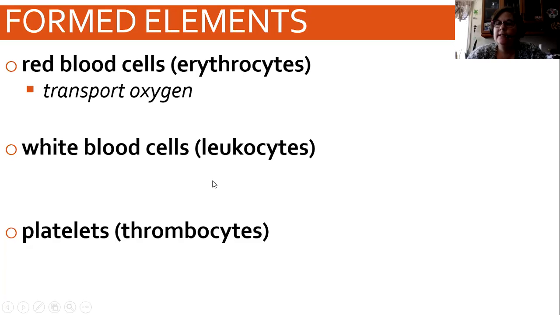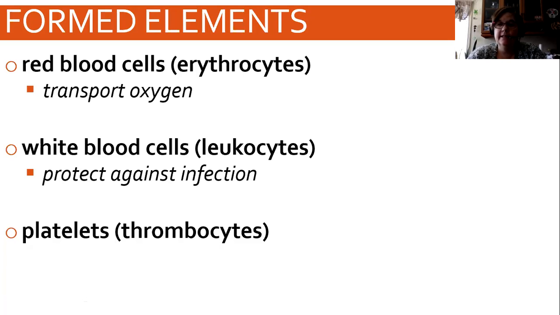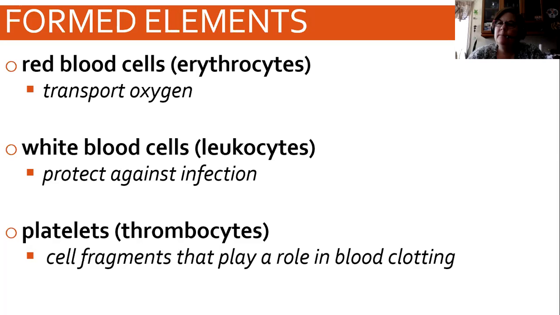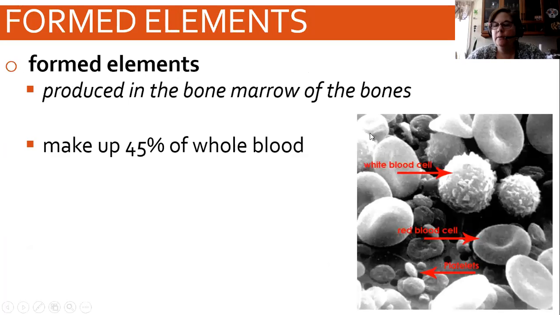Our white blood cells, their big job, they're our fighter cells. They're the ones that fight against infection. Okay. And then our platelets are thrombocytes. So these are fragments of cells and they play a role in our clotting of our blood. So if we didn't have platelets, our blood wouldn't clot. Okay. All right. So our formed elements, those are the cells or parts of cells.